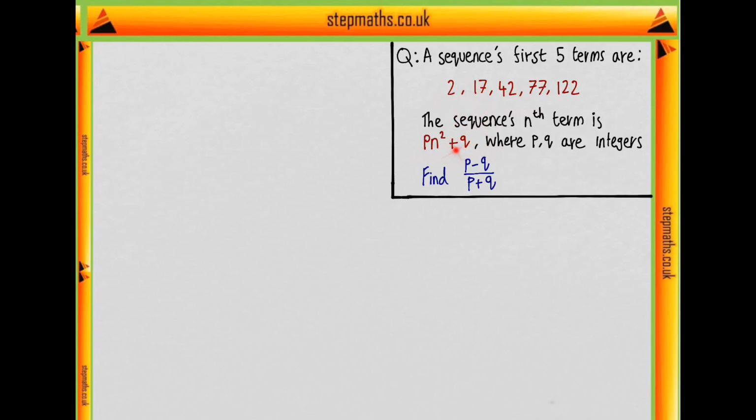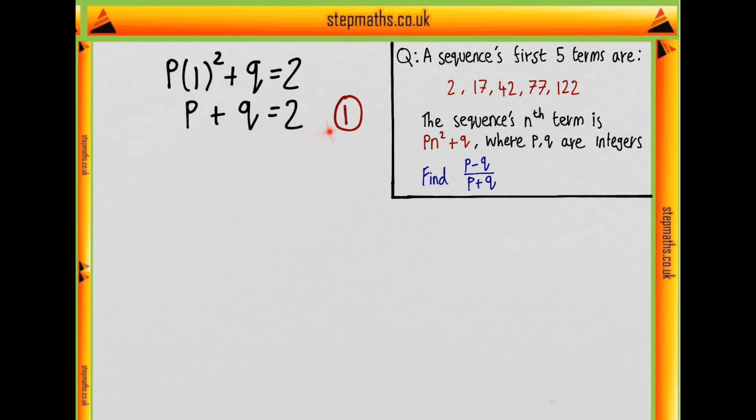So let's shove in n equals 1 and see what happens. If we do that, we get P lots of 1 squared plus Q is equal to 2. So we can write that a little bit better. We can just get rid of this 1 squared. So P plus Q is equal to 2. And let's call that equation 1. Because as you may have guessed, we're going to get simultaneous equations here.